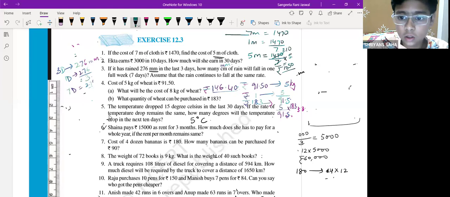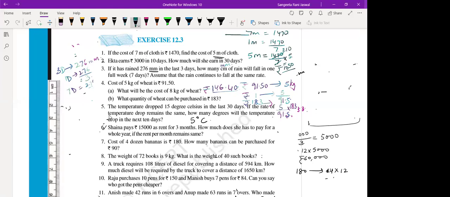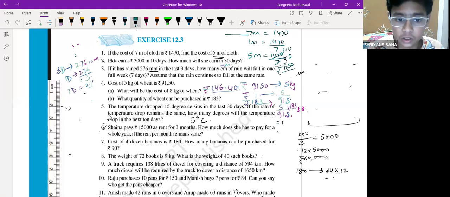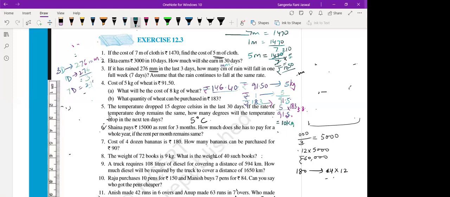Ma'am, I got the answer. Okay, beta, what is the answer? Ma'am, 10 kg of wheat can be purchased. Okay, let me verify with others also. Neha, Abhya, give your answers. 10 kgs. Others also getting the same? Yes, ma'am. Okay, good, beta.